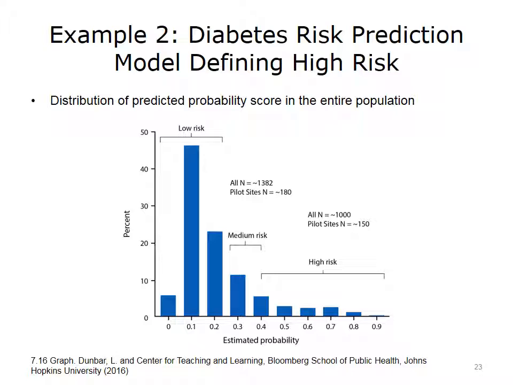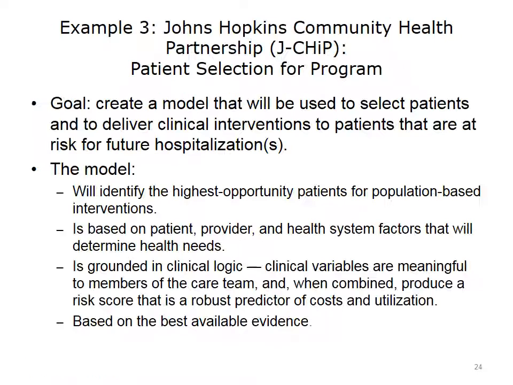Those with a score of 0.3 to 0.4 were labeled as medium risk. Those with a score of 0.4 and above were labeled as high risk, so low risk, medium risk, and high risk. They then, based on that model, developed the Johns Hopkins Community Health Partnership model. They were selecting patients for a program but did not want to limit that program to diabetes. So they had as their goal, again, to create a model that would be used to select patients and to deliver clinical interventions to patients that were at risk for future hospitalization.